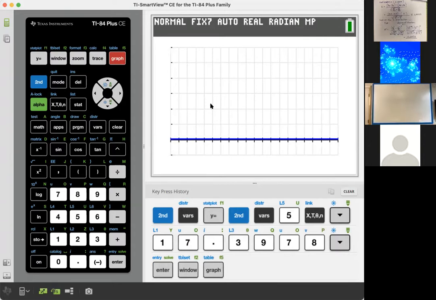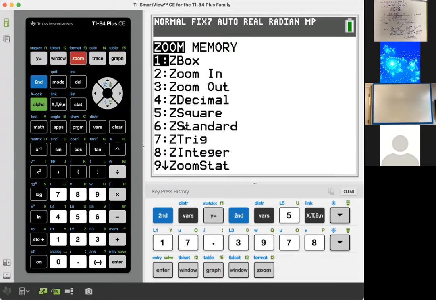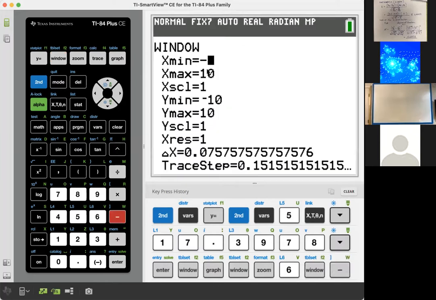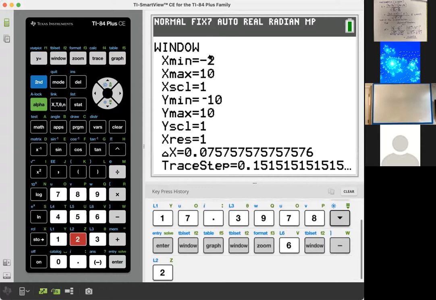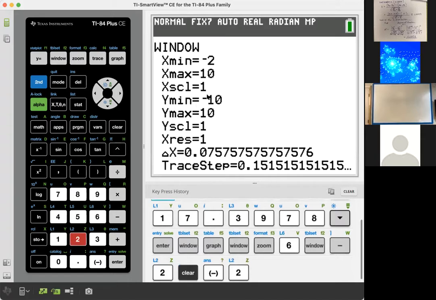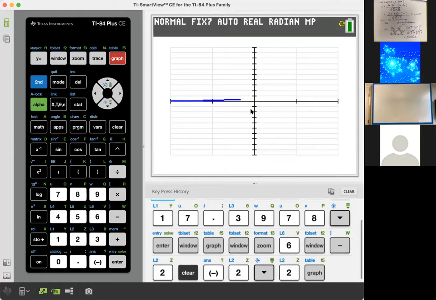This would be a bad window, but the t-distribution is centered at 0. So let's just say I didn't know any better and I picked a standard window. Okay, there's a little bump there. I think I should be going between minus 2 to 2. Let's try that. Sorry, I have to use the minus key on the bottom. Okay, a little wider bump, but not very high. I don't think this thing is going to get above 1, right?